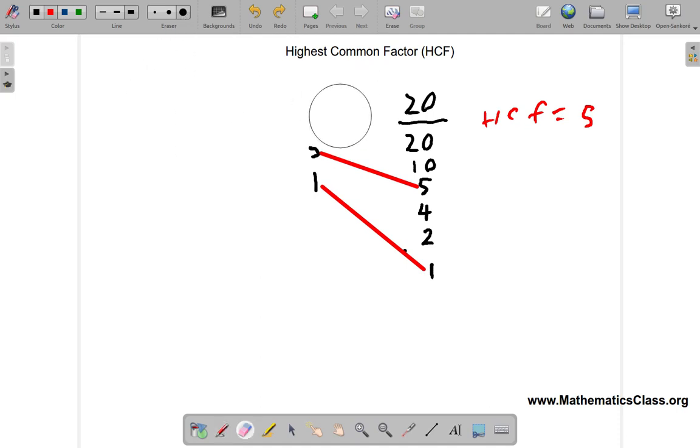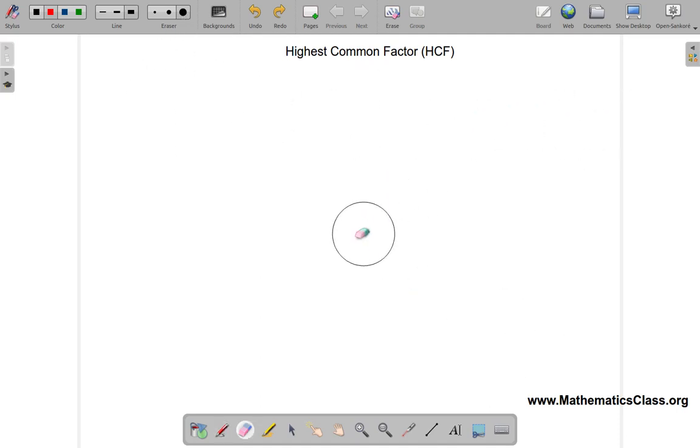Let's look at another example. Suppose you have 13 and 30. I want you to find the highest common factor of 13 and 30 for me. Just pause the video and do it quickly and come back. Alright, what did you get as the highest common factor of 13 and 30?